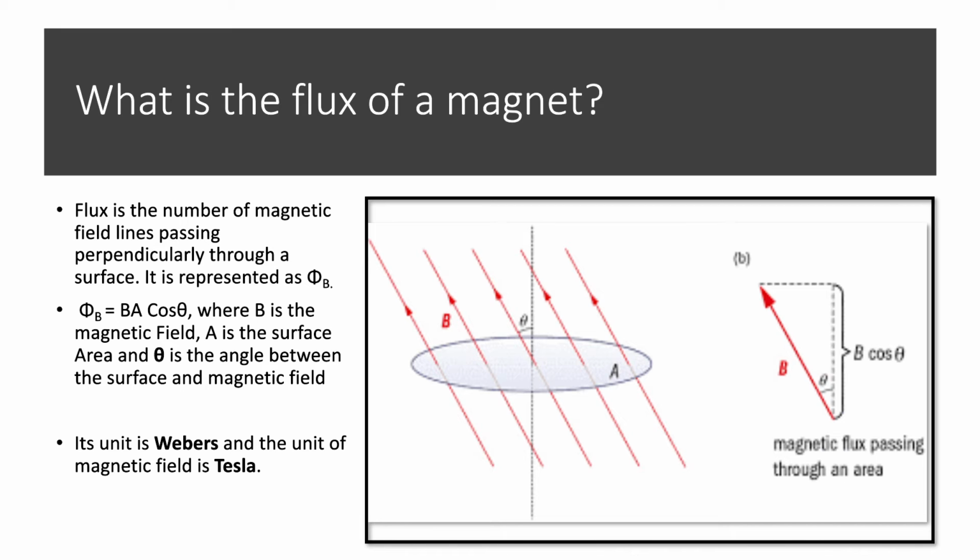What is the flux of a magnet? Flux is the number of magnetic lines passing perpendicularly through a surface. It is represented as phi. Phi is equal to BA cosθ, where B is the magnetic field, A is the surface area, and theta is the angle between the surface and magnetic field. Its unit is Weber, and the unit of magnetic field is Tesla.